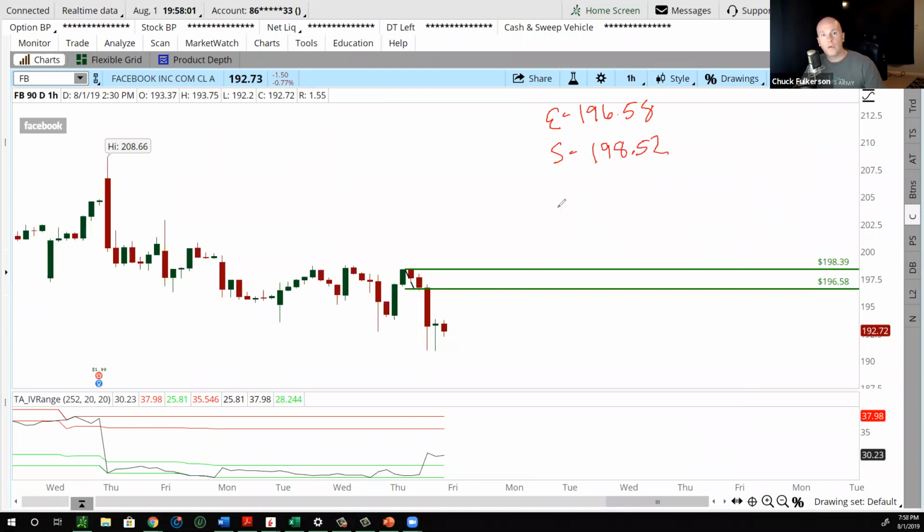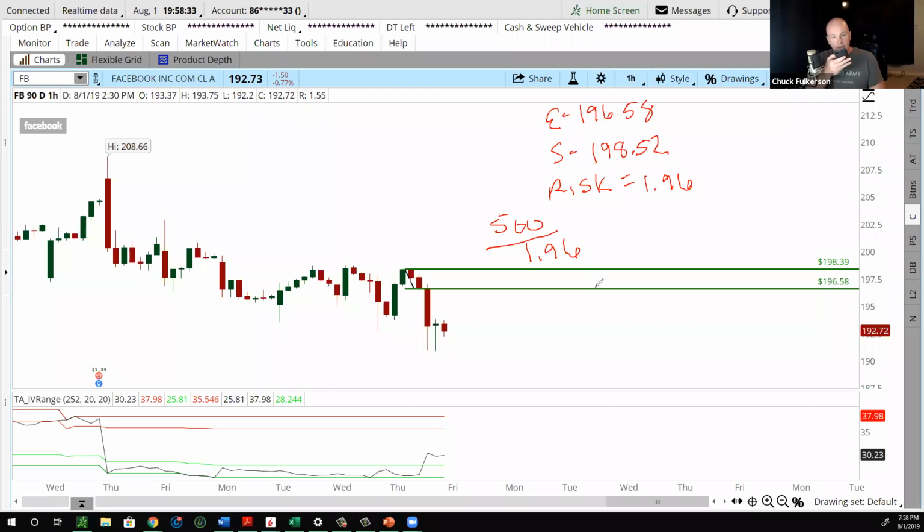So what's my risk in this position? So my risk in this position is the difference between the two, which would be, what is that? $1.96. So my risk is $1.96. So what's my position size in the stock? Well, I've got to take the 500 divided by $1.96. That's how you calculate your position size.